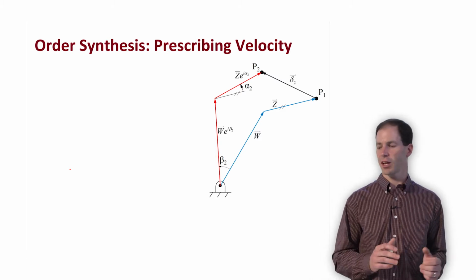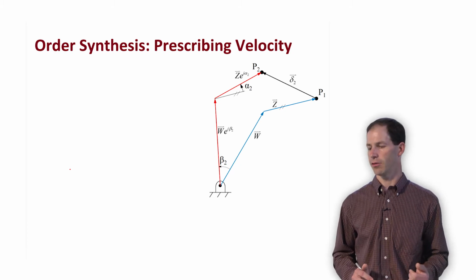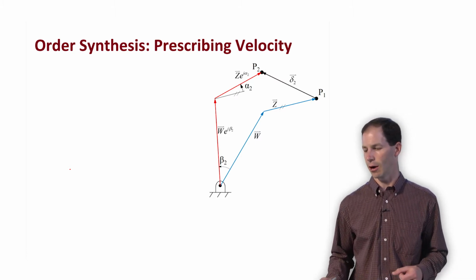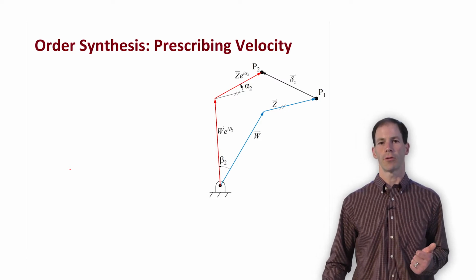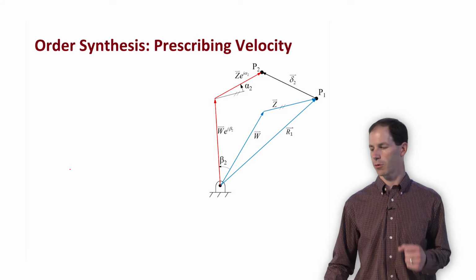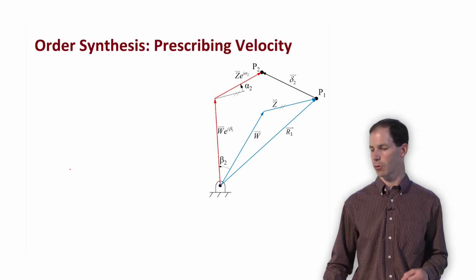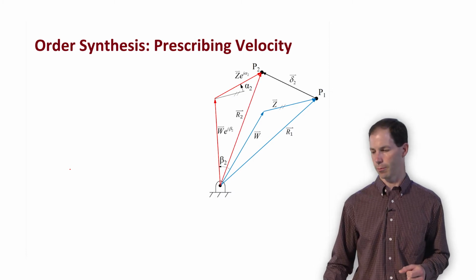I then have a displaced position, which would be precision point 2. The delta vector takes me from P1 to P2. And then I've got W e to the I beta 2. That's the displaced W, and the same thing for Z, Z e to the I alpha 2. So this should look familiar. Now, similarly to what we did with ground pivot specification, I'm going to set up radius vectors from the ground pivot up to the precision point. So I've got R1 going from ground pivot to precision point 1, and R2 going up to precision point 2.